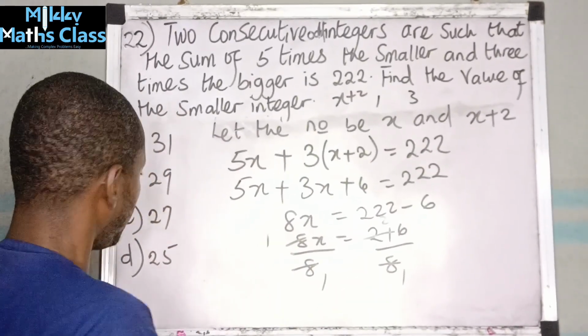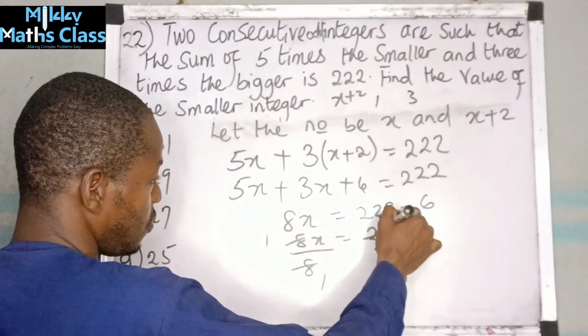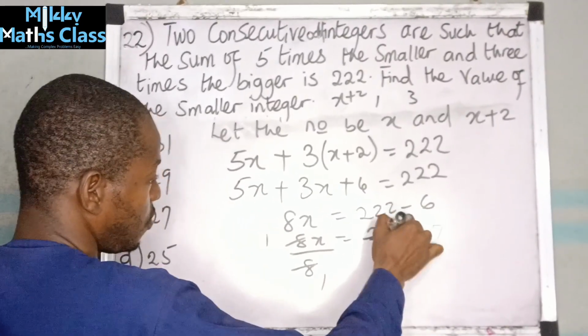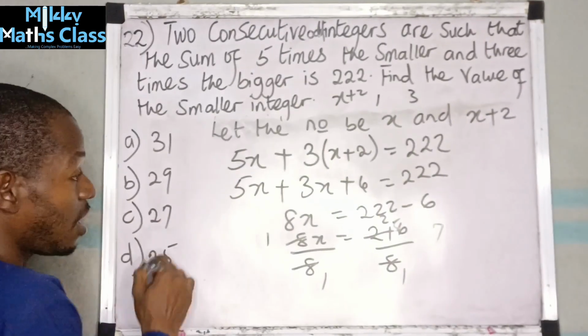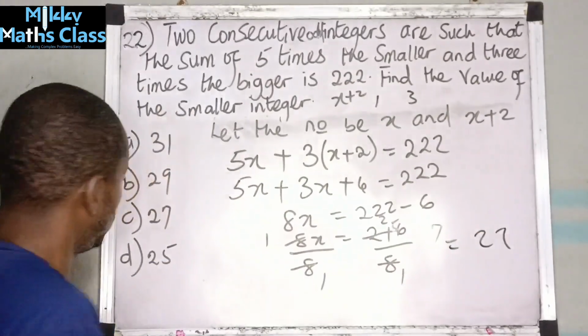Remainder 5. Okay, that's 27. That's option C.